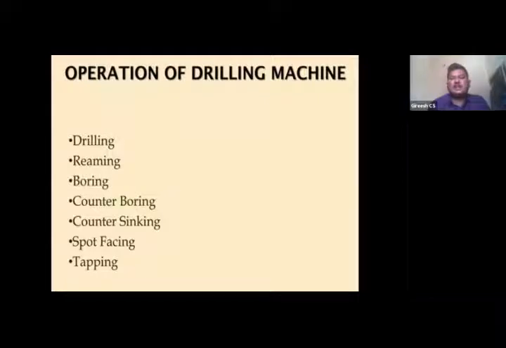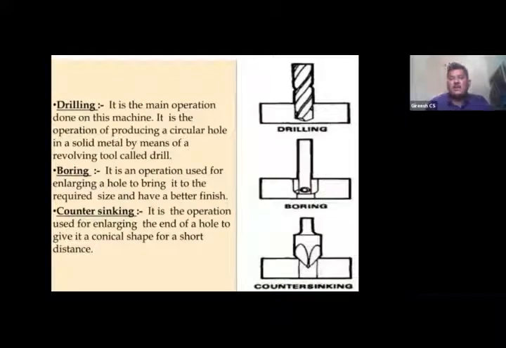Next, operations carried out on the drilling machine. In drilling machine you can carry out drilling, reaming, boring, counter sinking, counter boring and tapping. These are the operations performed on a drilling machine. So drilling is the operation of producing holes. It is the normal, basic operation for producing a hole.